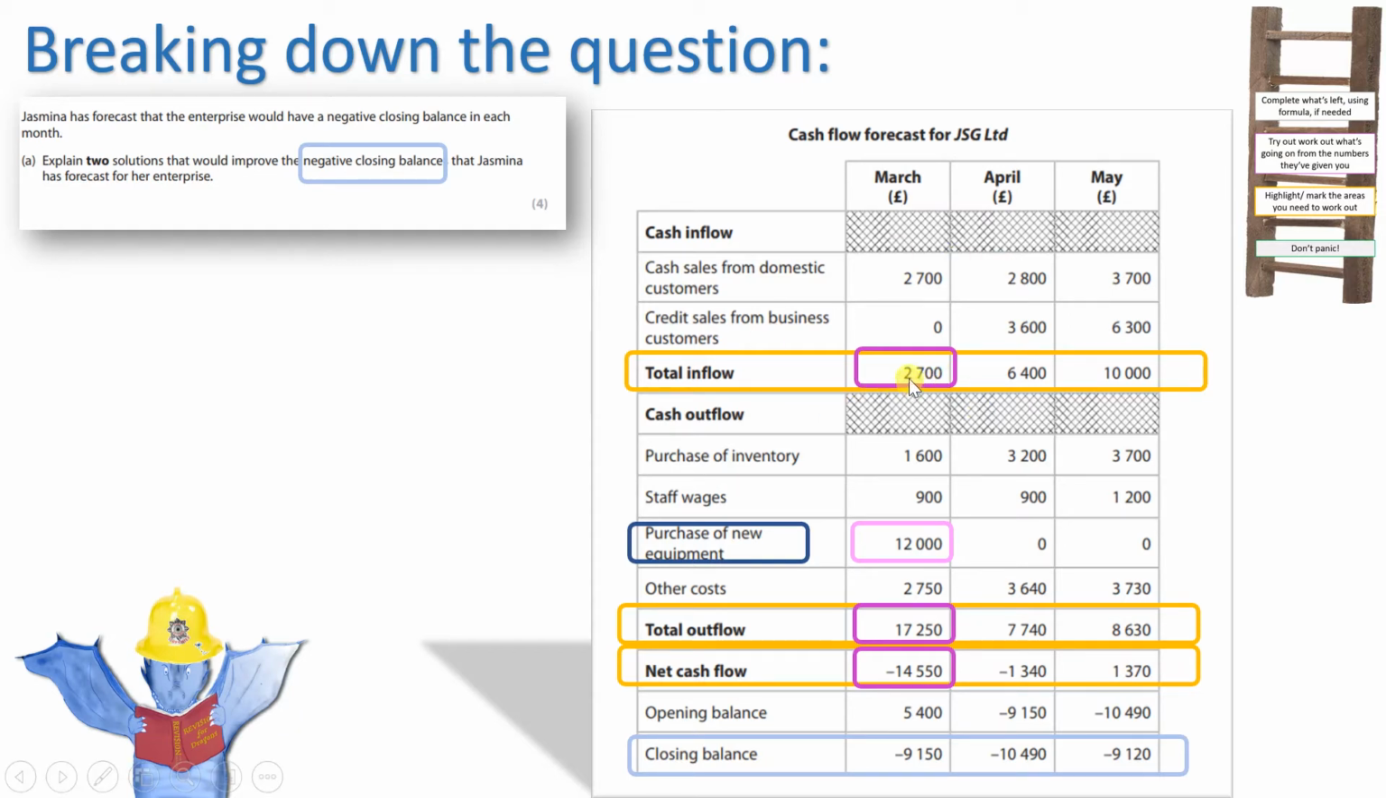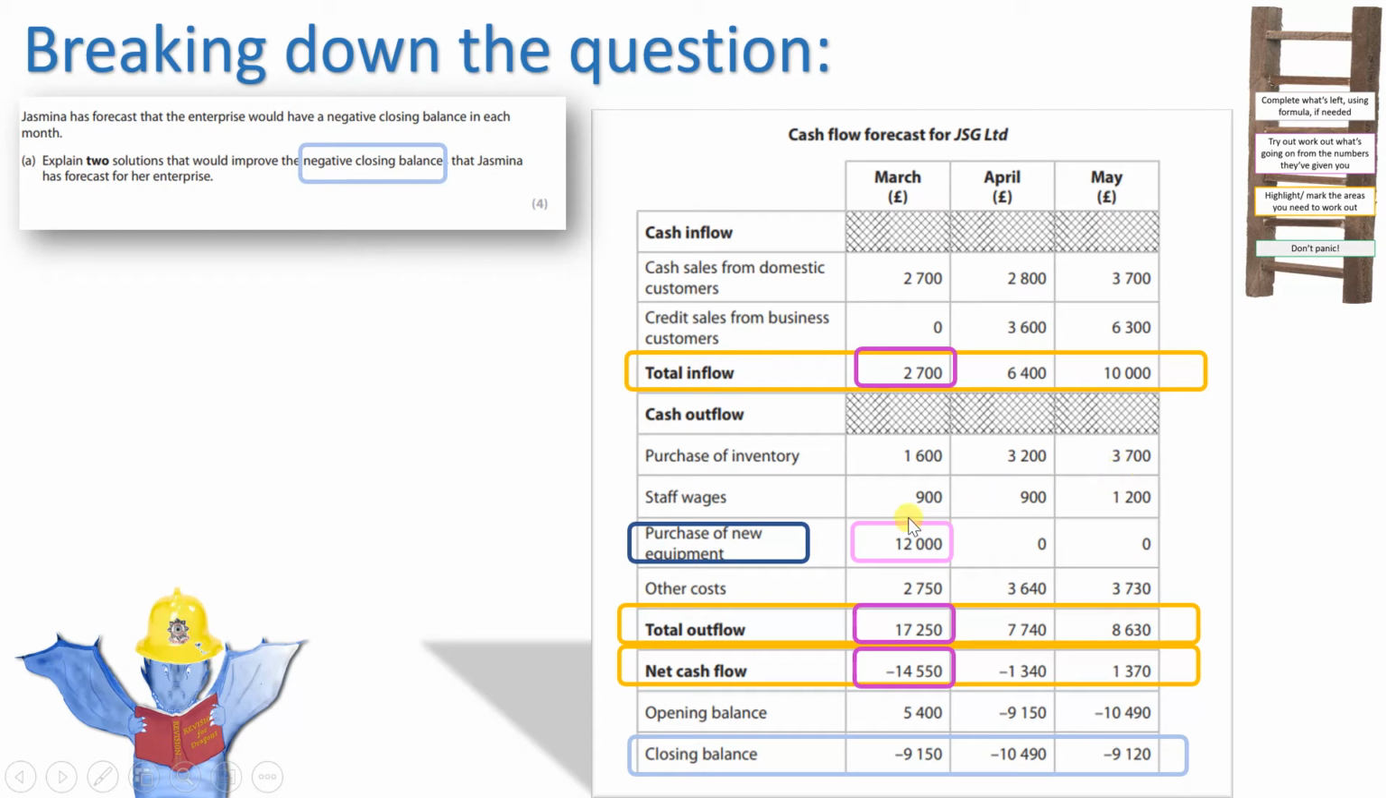So let's see if there's anything else going on in April and May. Well, if we look at April and May and we look at the inflows, the income that she's got, then we can see that she's done reasonably well in April, done very well in May: nearly 6,500 in April and 10,000 in May. We look at the outflows, 7,740 and 8,000 odd in May. So she's actually done reasonably well in April and May.